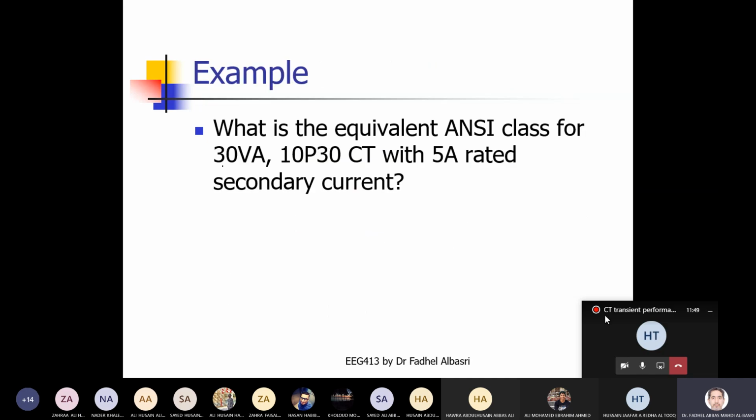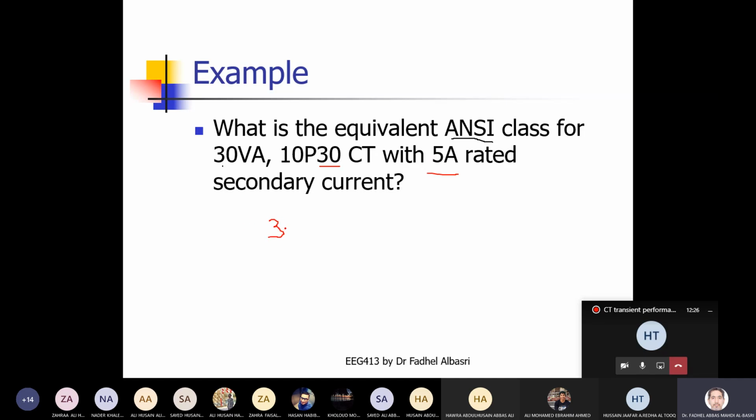Now, suppose I have this. What would be the equivalent CT class with respect to IEEE or ANSI? So what we'll do is the same thing, right? Now, what does this mean? The current will be 30 times, and the burden here is 30 volt ampere. So I have to see what would be the equivalent voltage, and the rated current here is 5 ampere. So I'll check the voltage.